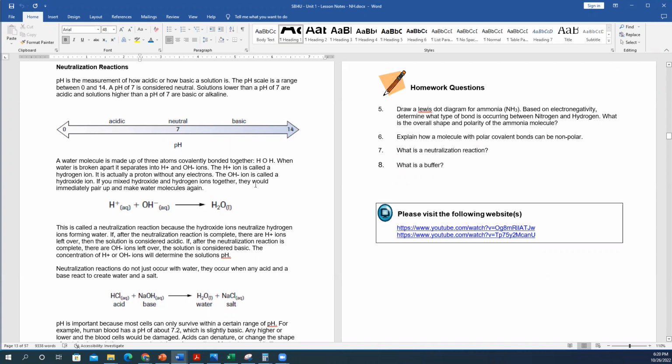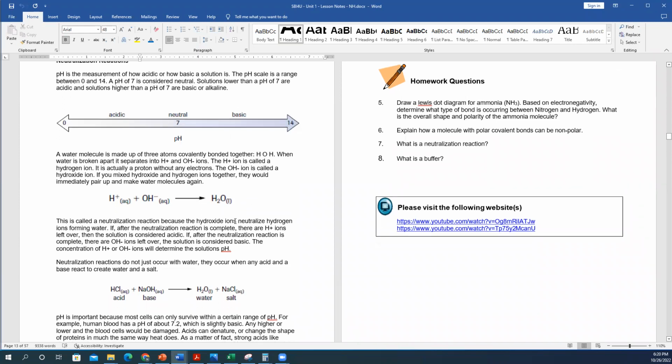And in water, you have the arrangement where you have an oxygen atom bound to 2 hydrogen atoms, but when in its purest form, it is able to separate into hydrogen ions and hydroxyl ions. And this hydrogen ion without any electrons is referred to as a proton and has a positive charge. The hydroxide ion has got a negative charge. And when the two combine together, they neutralize and form a neutral molecule of water.